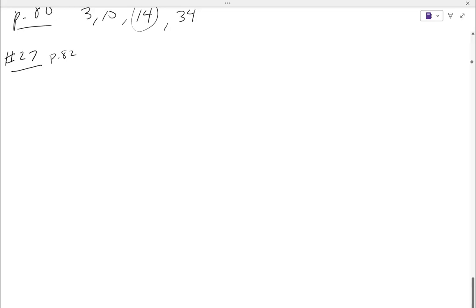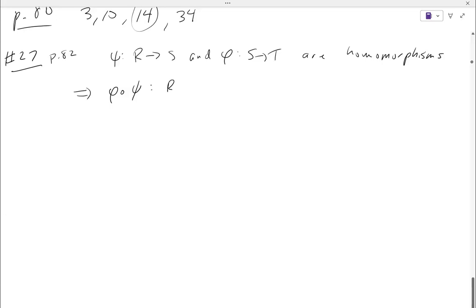We've got psi going from R to S, and phi going from S to T, and both are homomorphisms. We want to show that if we compose the two, we still get a homomorphism.